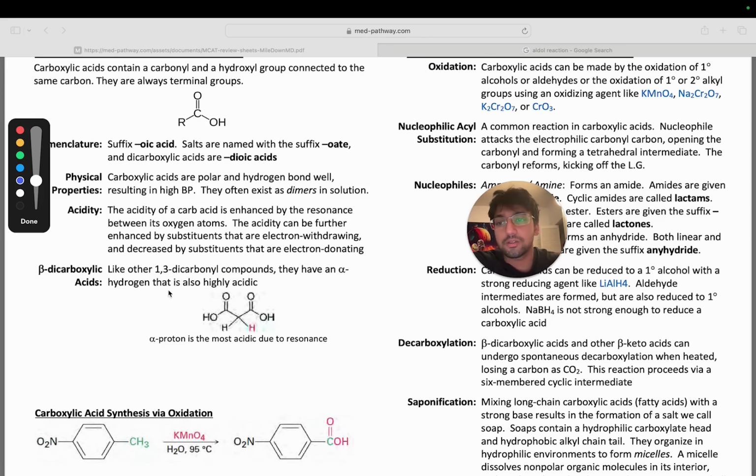1,3-dicarbonyl compounds. They have alpha hydrogens that are also highly acidic. So you can imagine that this hydrogen is highly acidic. Why is that? Well, this negative charge is going to be pretty well stabilized in this type of beta dicarboxylic acid.